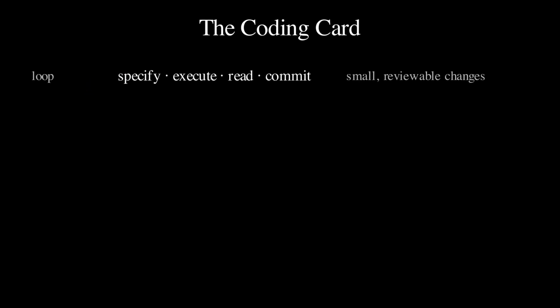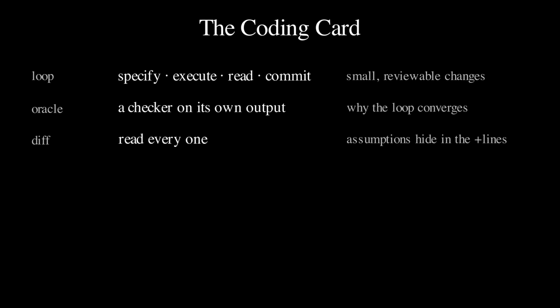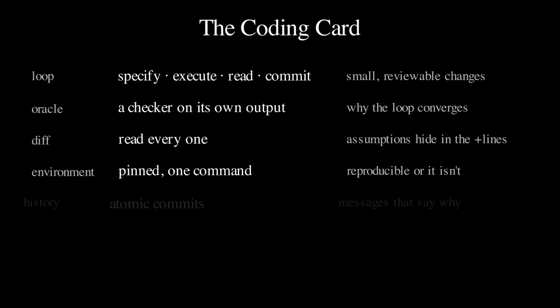Here is agentic coding on one card. The loop: specify, execute, read, commit. The oracle: a checker that makes the loop converge. The diff: read every one. The environment: pinned and reducible to one command. The history: atomic commits, messages that say why.